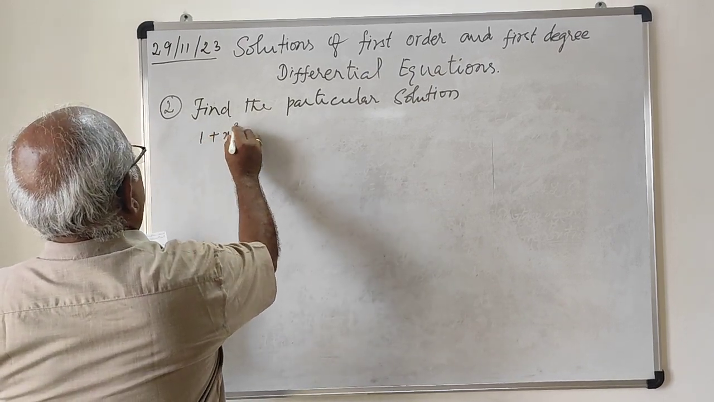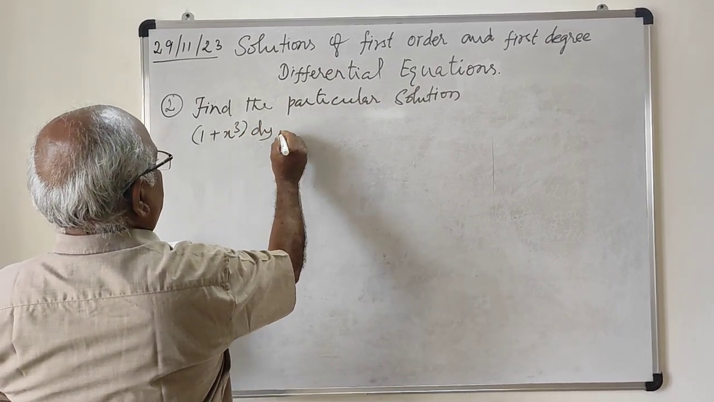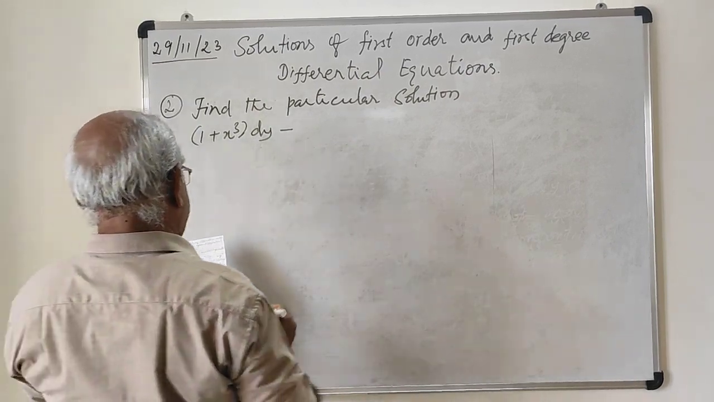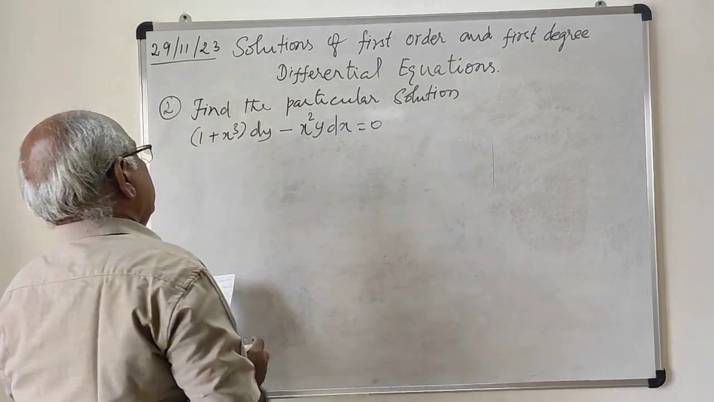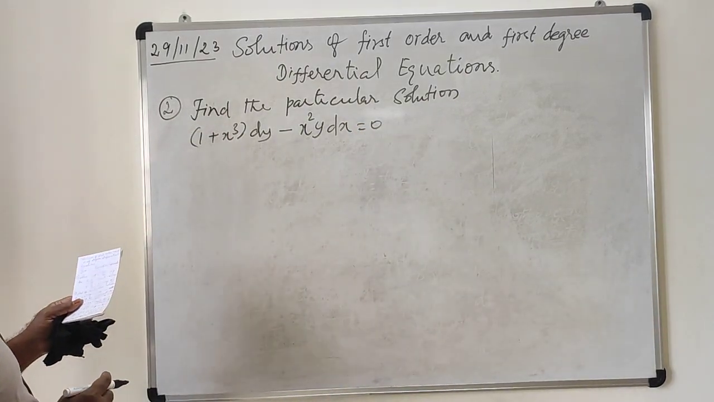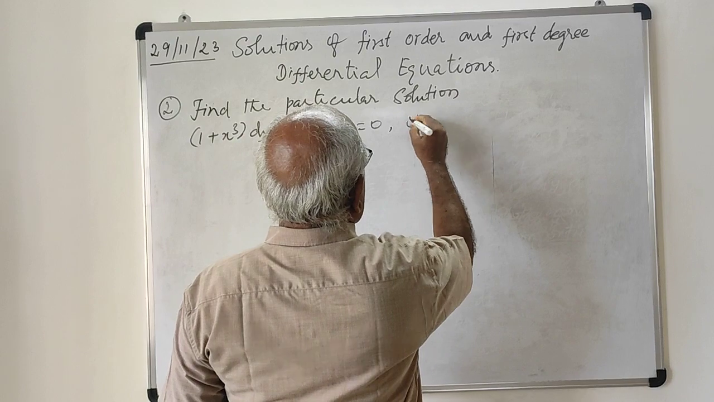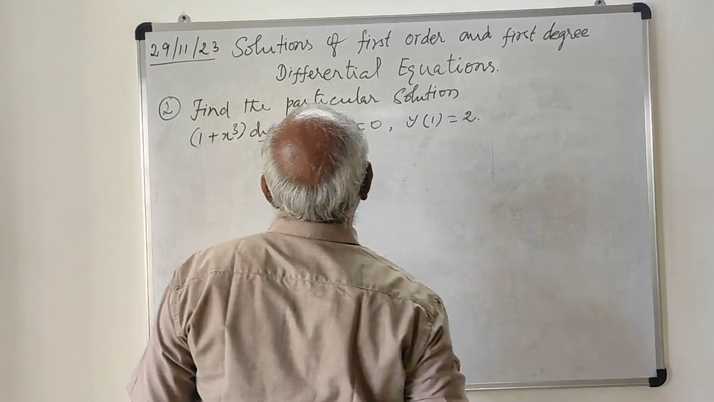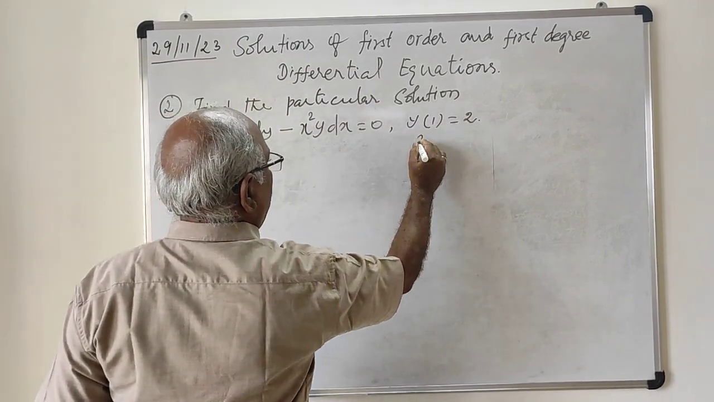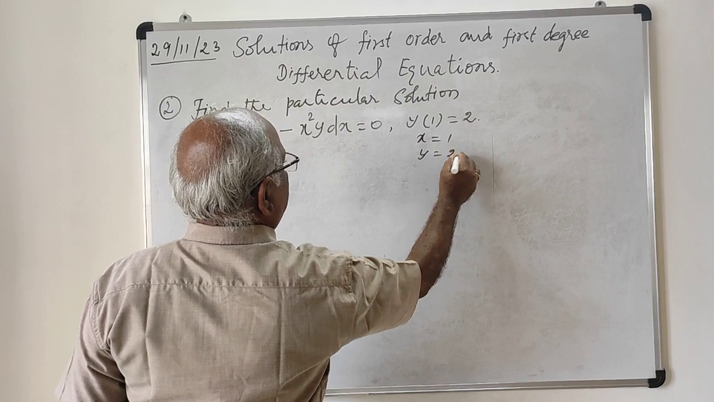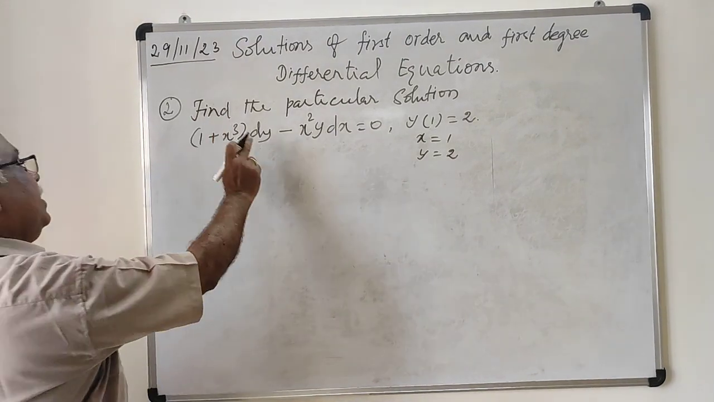(1 plus x cube) dy minus x square y dx equal to 0, satisfying the condition y of 1 equal to 2. That means if x equal to 1, y equal to 2. That is the condition. Under this condition, what is the particular solution?